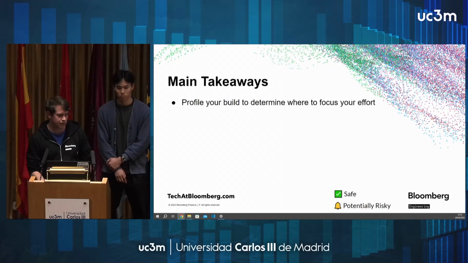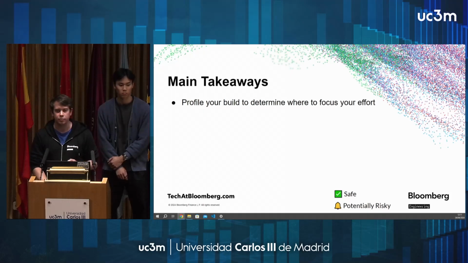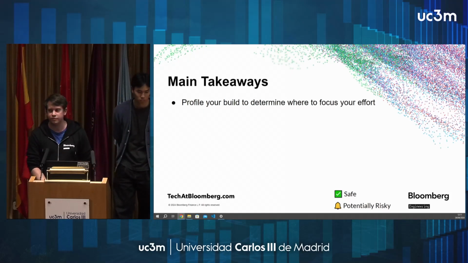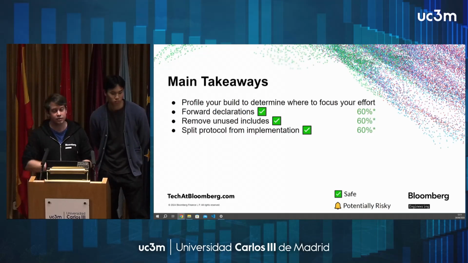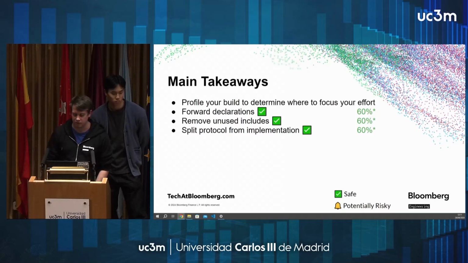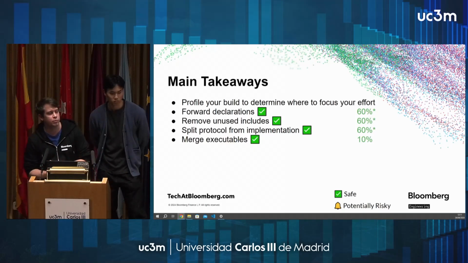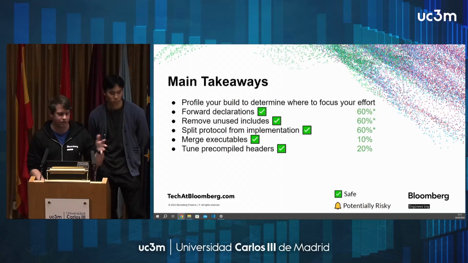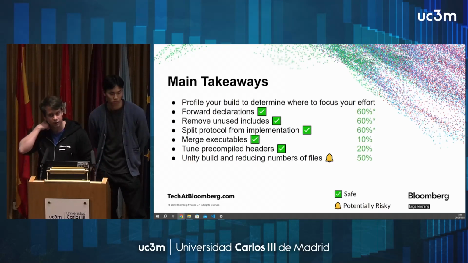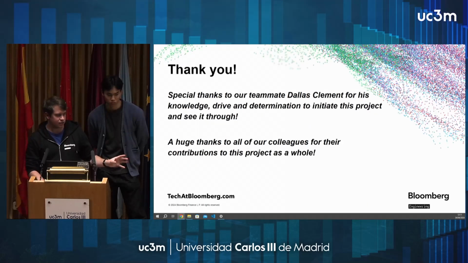So, the main takeaways. As Jeff mentioned, first thing, just profile your build, determine what is taking up the most time and focus on that first. That's what we did with forward declarations, removing unused includes and splitting protocol implementation. Those 3 together gave us a 60% reduction in build time. Look at merging your executables if you have common code; that gave us a 10% reduction. Pre-compiled headers are very easy, and I recommend you try it out. 20% reduction for us, though that really does depend on your project. And then Unity build got us down to 50%, with that one caveat of potentially changing your underlying behavior without realizing. That, I think, is everything we have for you.